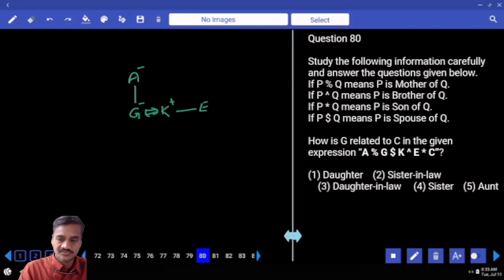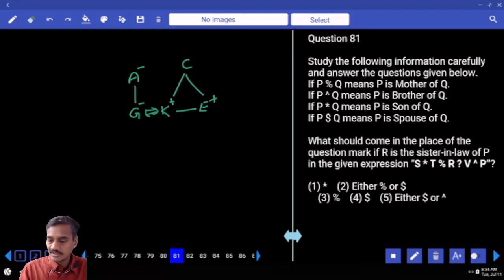Then G must be a female. And E star C means E is the son of C. Now E is the son of C, hence E is the son of these two persons. Then how is G related to C? Now C is the son's wife. Son's wife is daughter-in-law, that is choice 3, question number 8.